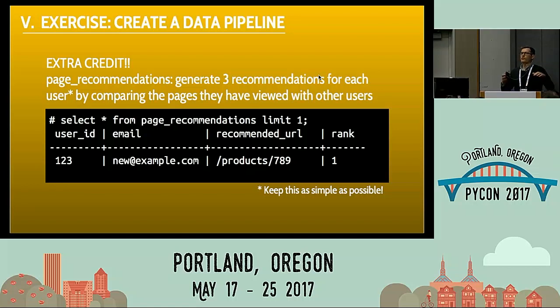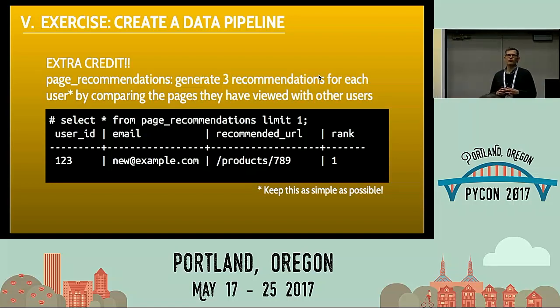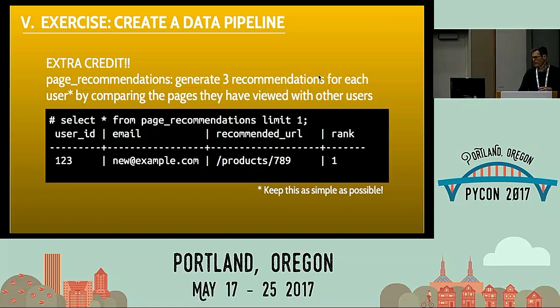And if you're just really fast and you get that done, no problem. Something else you might try doing is creating a recommendations table. And this would be for each user, given the pages that they visited, what are other pages that they should probably also visit, based on comparing page views for different users. And come up with any old crazy algorithm you want for that. It doesn't matter, you're not getting paid for this. And again, this is just kind of extra credit, something to do if you have done the other stuff and are looking for some more fun.